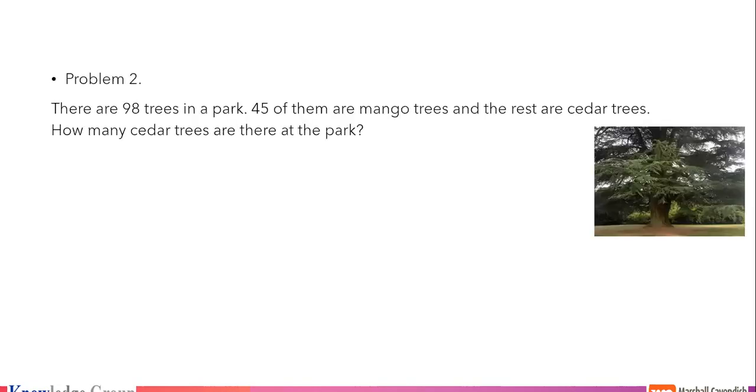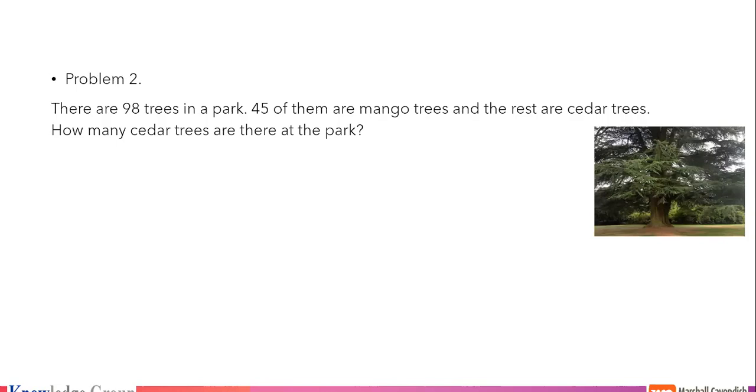Let's have another one. Problem number 2. It is about a park. It's telling me that there are 98 trees in a park. How many trees do I have? 98. 45 of them are mango trees and the rest are cedar trees. How many cedar trees are there at the park?